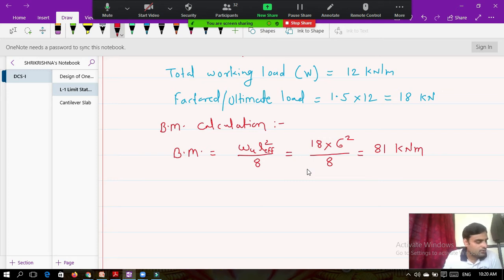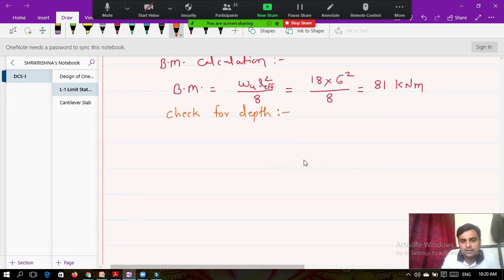Okay, so we have got the value 81 kilonewton meter. Now, after the calculation of bending moment, you should remember every time we have to check the depth, whether the provided depth is sufficient or not. I think for 81 kilonewton this depth is more than sufficient, but still we need to take the check for depth. So our next step is, after the calculation of bending moment, take the check for depth. So here I will write check for depth. We must take the check for depth.